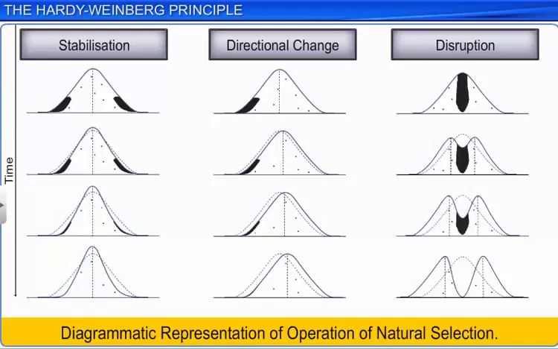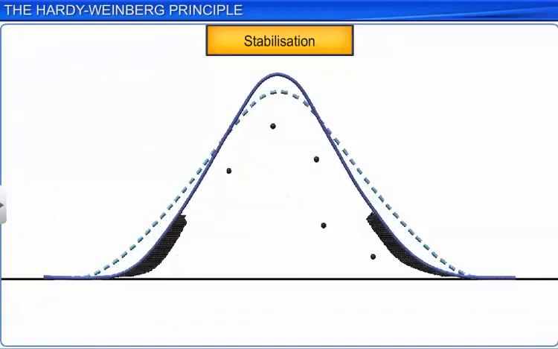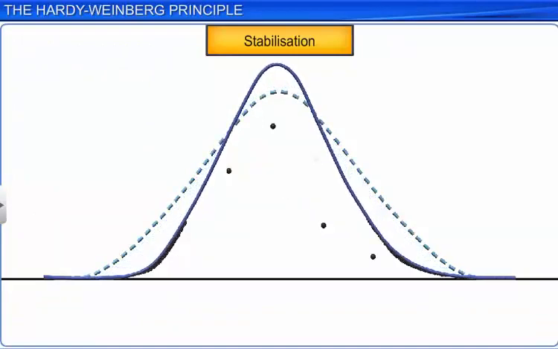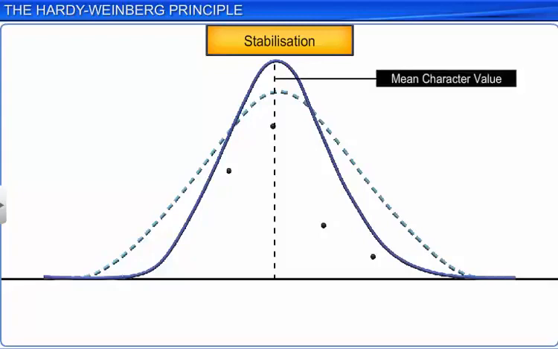In the given diagram, the black dots represent the individuals who have died before passing on their genes. Notice that in stabilization, the extreme ends of the distribution are removed and everything moves closer to the middle. In other words, more individuals acquire the mean character value, which represents the highest number of the population with a particular trait.